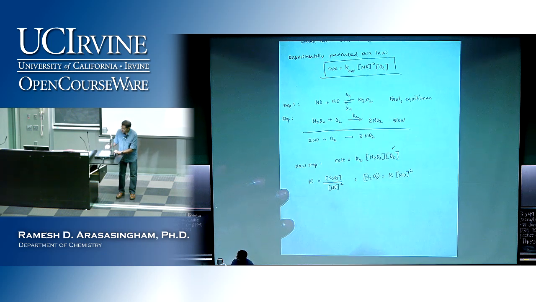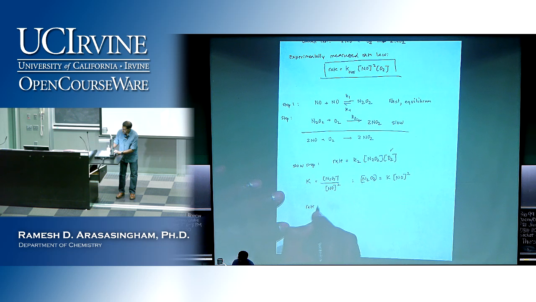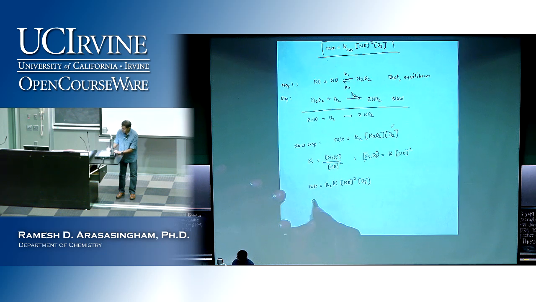Now I'm going to place this over there. So if I take this and replace it, now you can see rate equals K2 times a constant, the equilibrium constant, times NO squared times O2. And therefore rate equals K observed.